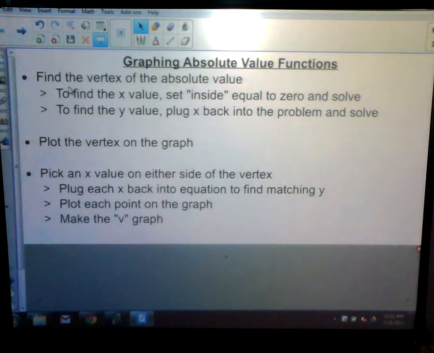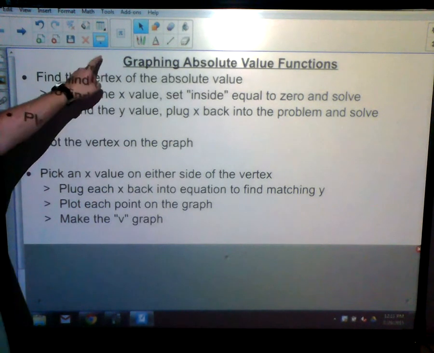Pick an x value from either side of the vertex. Once you find the x values, plug them back into the equation to find the y. So you're finding 2 more points. Plot each point on the graph and make the v-graph.